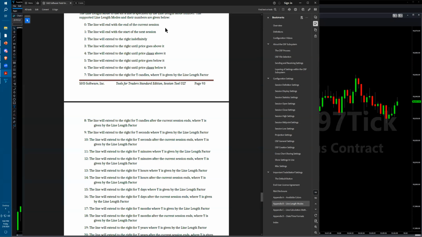There's a lot of times where you may want the line to go to the start of the next session. And that would be method number 1. These are probably the two most common ones that are used. If you want the line to extend to the right indefinitely, you can do that as well, of course.